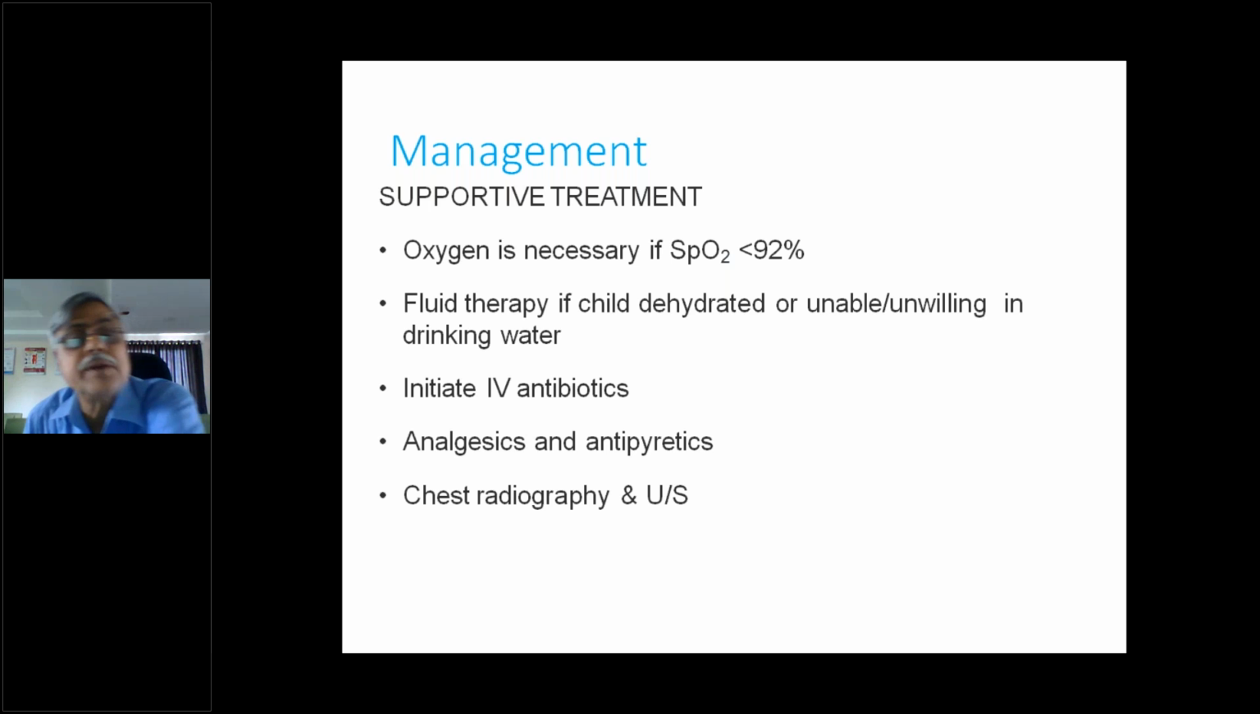Analgesics, antibiotics. Why should you give analgesia? I told you the pleural pain is so severe that the patient cannot take his breath. That is known as cutting type of pain, and it is catching. The patient catches his chest while taking respiration. He's afraid to take inspiration because of the severe pain. So there, you have to give analgesics. Supportive treatment, of course.